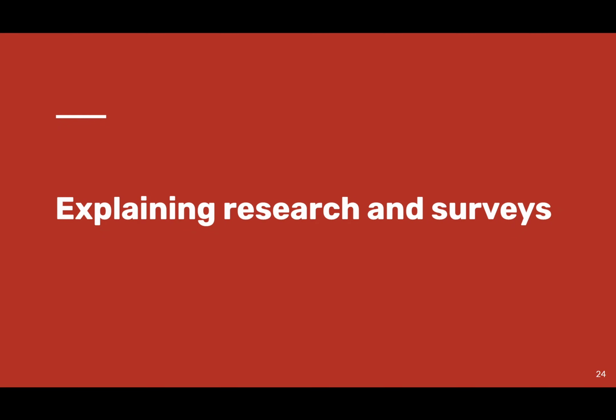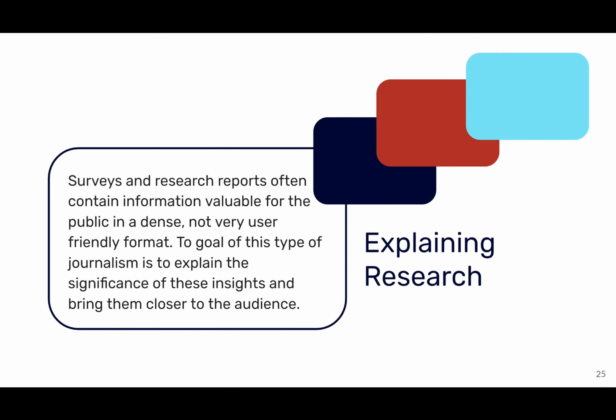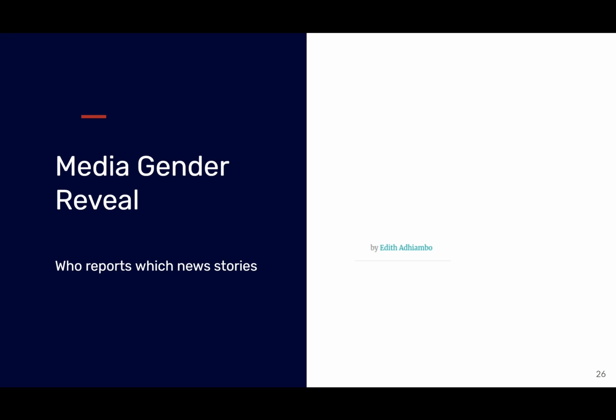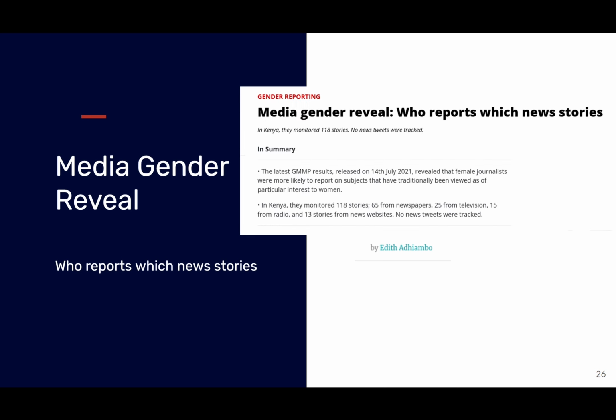The fifth and final type of data journalism is explaining research and surveys. Surveys and research reports often contain information that is very valuable for the public in a dense and not very user-friendly format. The goal of this type of journalism is to explain the significance of these insights and bring them closer to the audience.